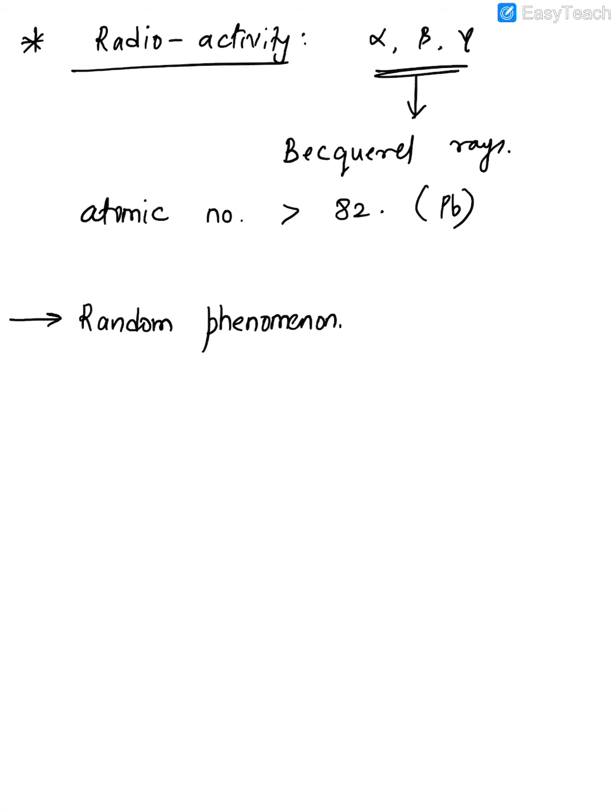Meaning you cannot make out what radiation will be given out, whether it will be an alpha, a beta, or a gamma. That's why they named it a random phenomenon.